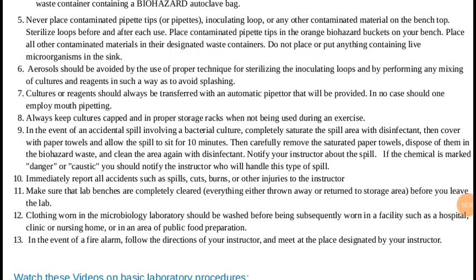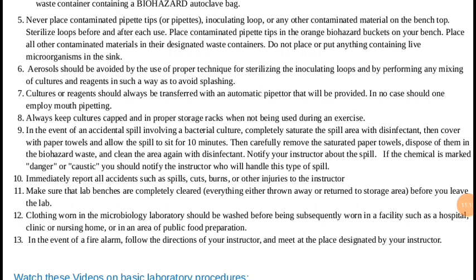Some laboratories could be having aerosols, therefore they should be avoided by use of a proper technique for sterilizing the inoculating loops, and by performing any mixture of cultures and reagents in such a way as to avoid splashing. So remember, we sterilize inoculating loops using bacterincinerators. That's for around 5 seconds, and then allow it to cool before continuing.